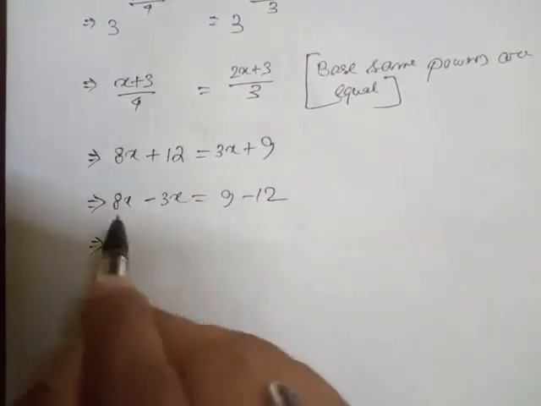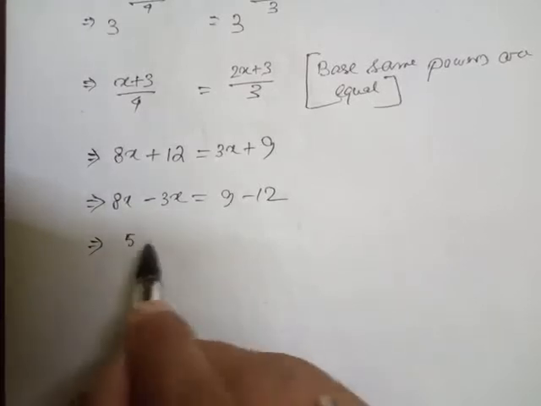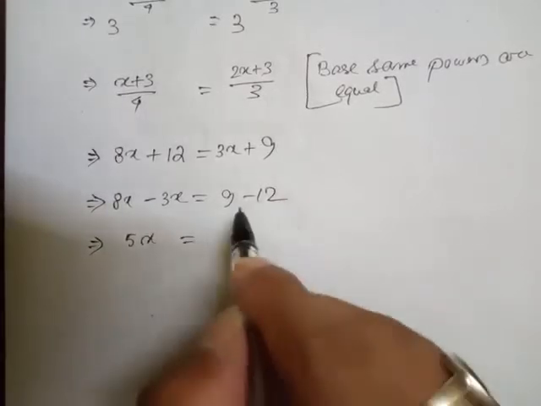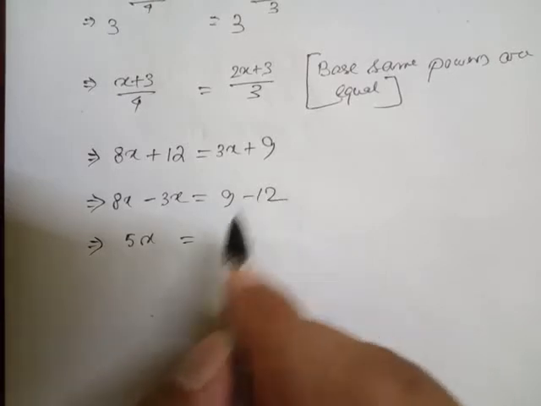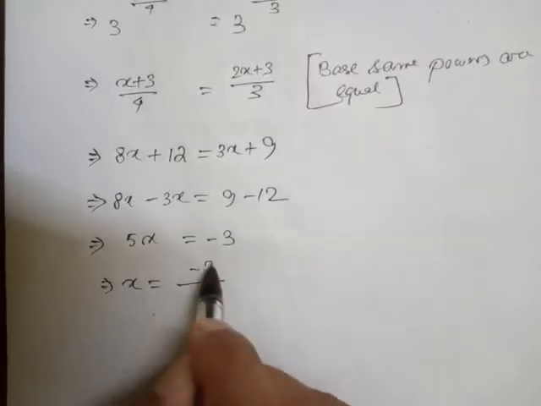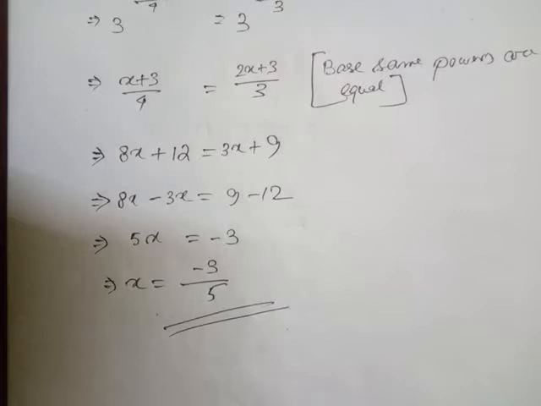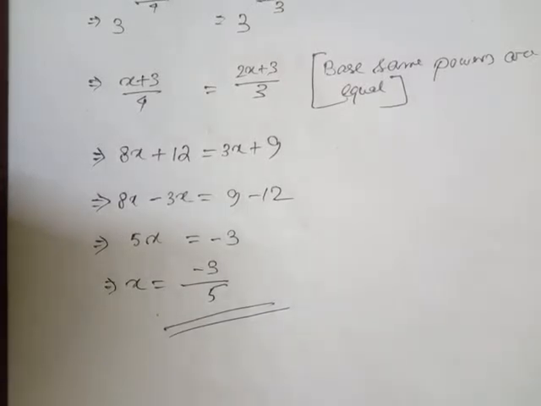Now look, student, after that what will happen here? 8x minus 3x is 5x, and there is 9 minus 12. 9 minus 12 is minus 3. Now the value of x will be minus 3 by 5. This is the answer of question number 10 Roman 6.